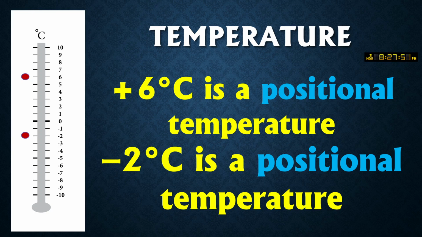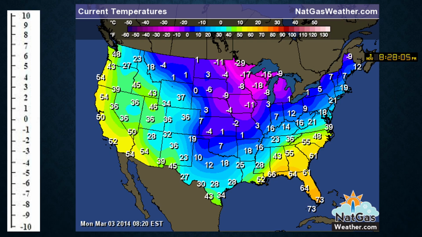So notice all of the numbers below 0 have a negative value. That means you're going down. And those above 0, you don't see a positive sign, but you don't have to put a positive sign when the value is positive.